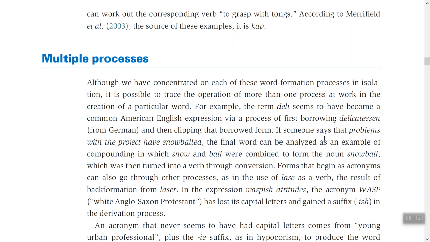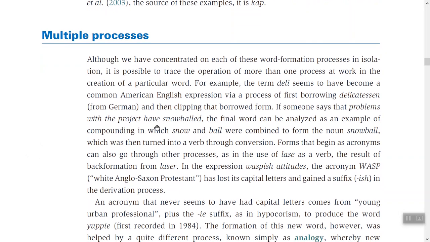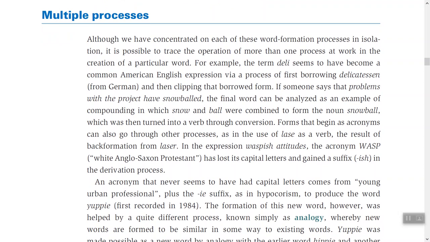If someone says problems with the project have snowballed, the final word can be analyzed as an example of compounding. It's a compound in which we have snow and ball. Someone may ask what this word is. It is compounding, because we have snow and ball, two words combined together to form one word, which was then turned into a verb through conversion. Someone can also say it is conversion, because snowball was a noun, and now it is a verb. So it is more than one process, not only one process.